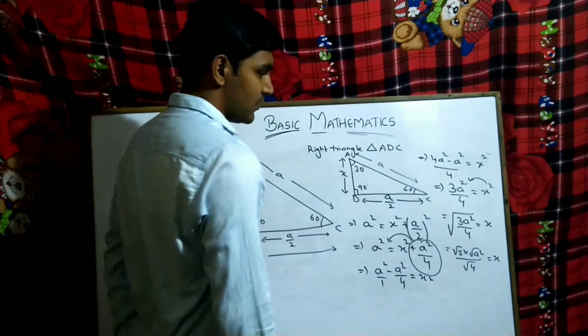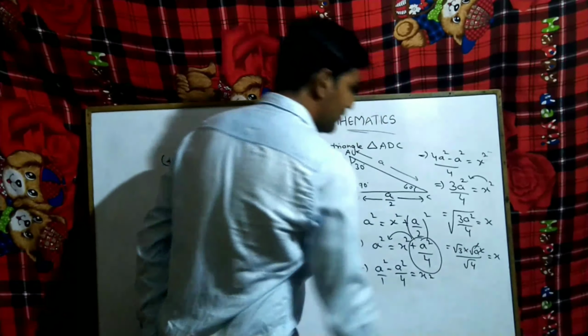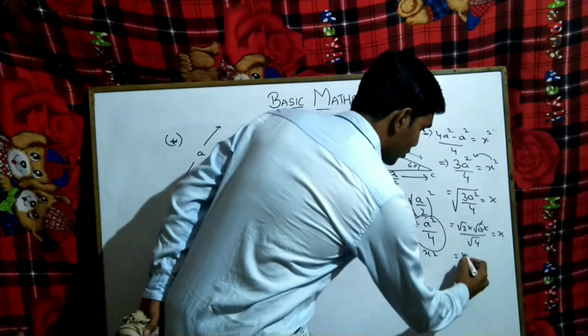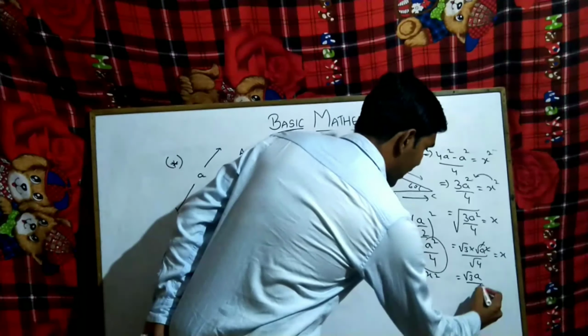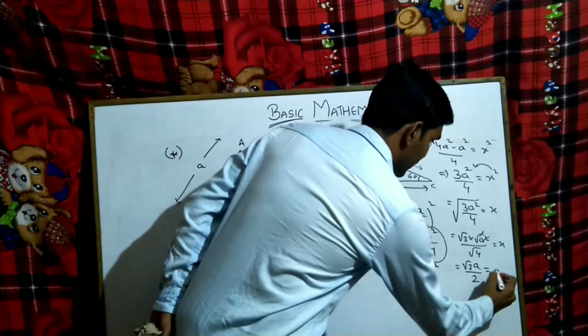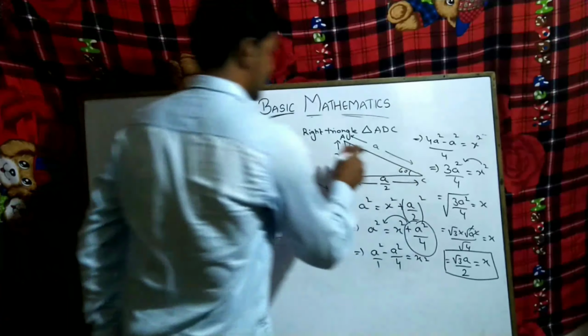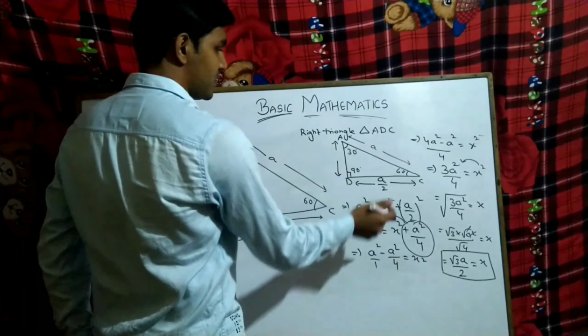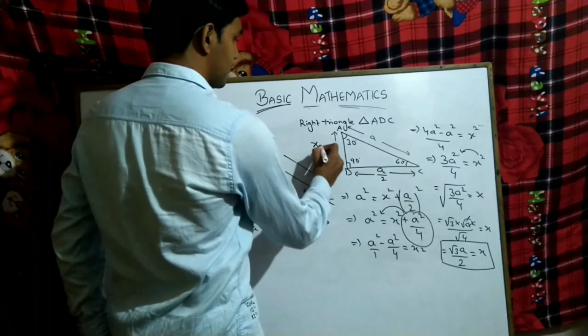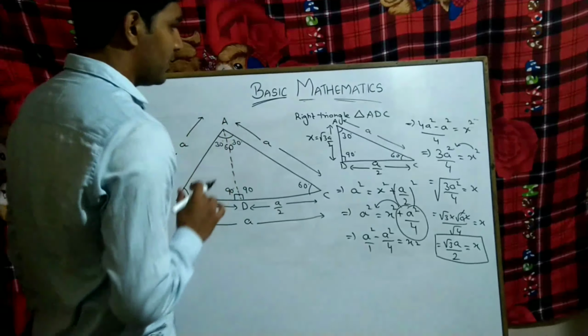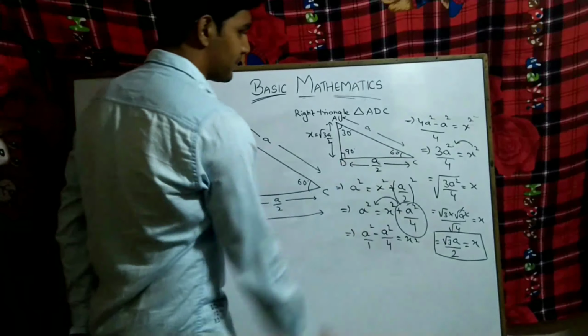Sorry, x. Now square and root will cancel, and root 4 value how much? Root 3A by 2 is equal to x. So this is the side for AD. AD side how much? Root x becomes root 3A by 2. So remember what you understood by this.